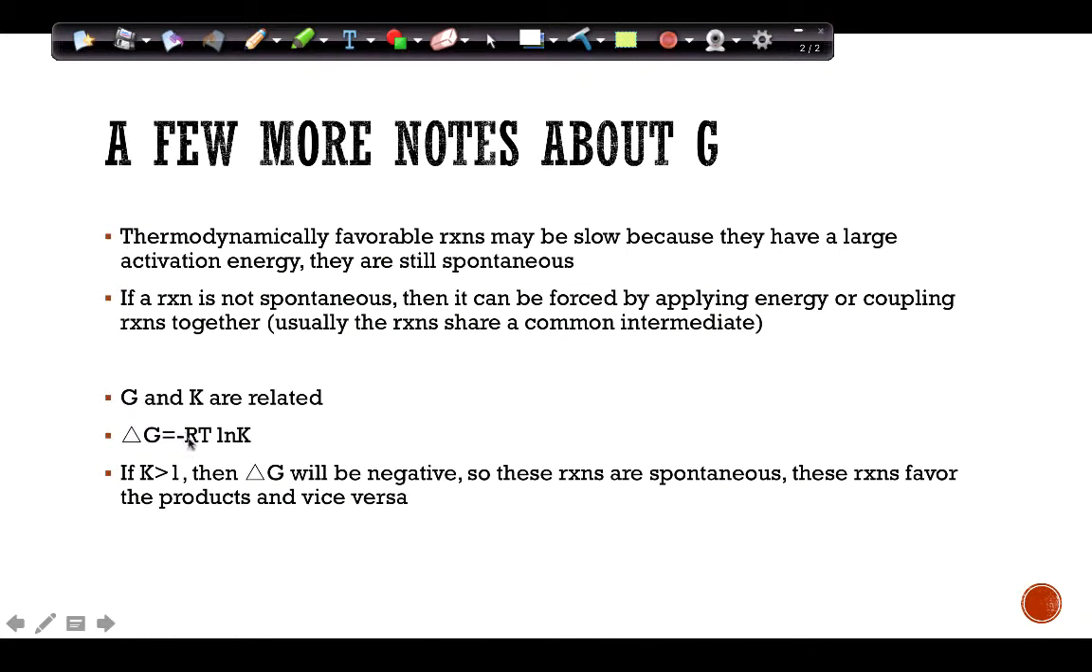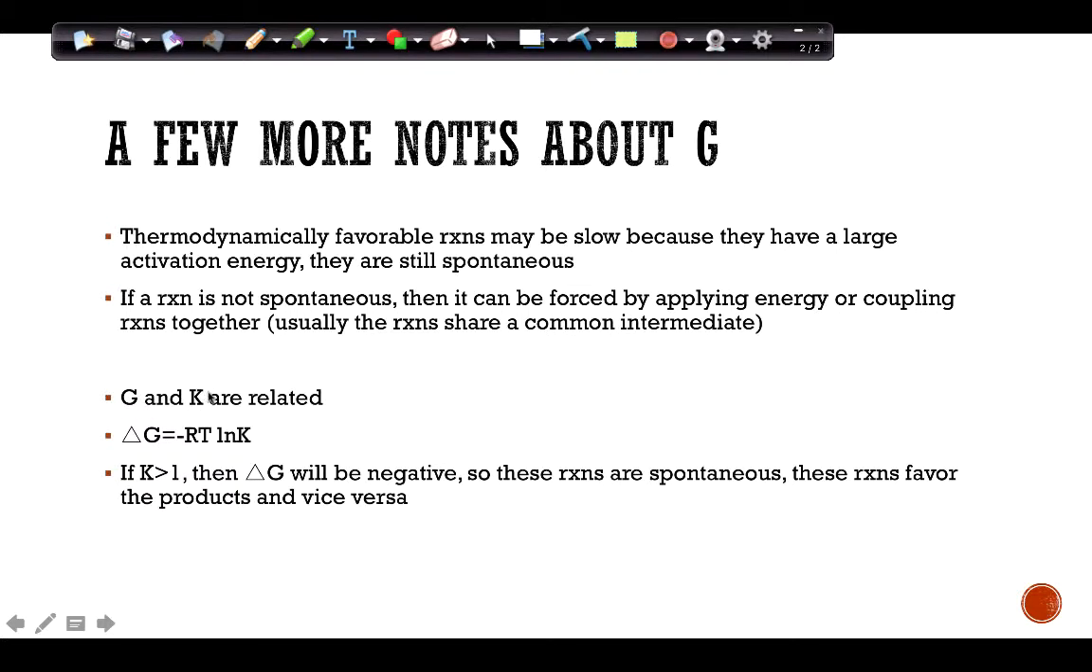All right, so just a few more notes. Thermodynamically favorable reactions might be slow. So yeah, they're spontaneous, but they might actually just occur very, very slowly. And that's because they have a large activation energy, but they're still spontaneous. So if a reaction is not spontaneous, then it can be forced by applying energy or putting reactions together that do produce energy. So if you have a reaction that shares a common intermediate, they can be put together if one releases energy and one requires it.